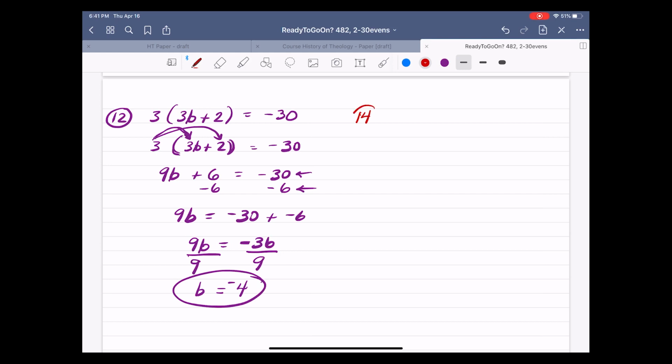Number 14. This one is 24.6 plus 3a over 4 equals 9.54. You're going to want your calculator for this one, so go ahead and make sure you have that out. It will help you with this one.